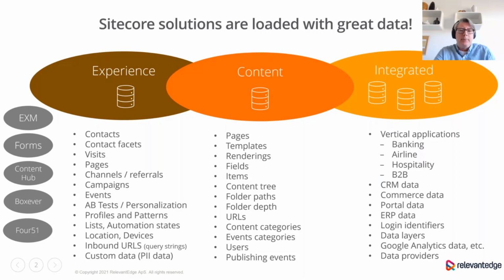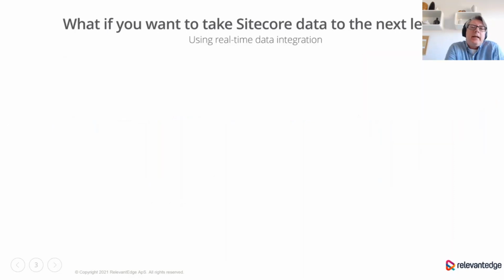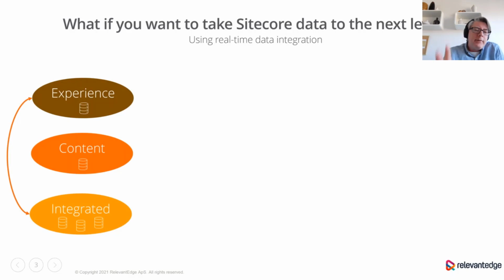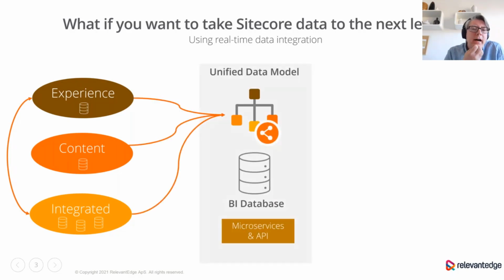But what if you could do that? What if you could take Sitecore data to the next level and think about using real-time data integration? How might you do that? So think about these different types of data that I just talked about. And what if you could unify the data from these different databases into one single unified data model, where you're weaving and stitching data together so that you're able to understand across different dimensions of insights, as I'm going to talk about in a second.